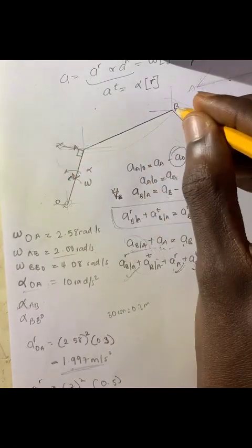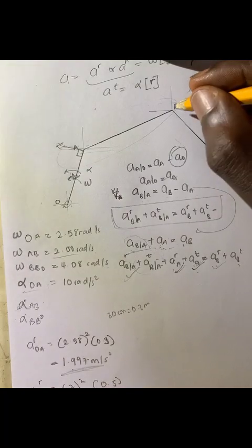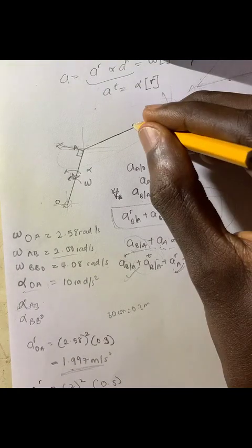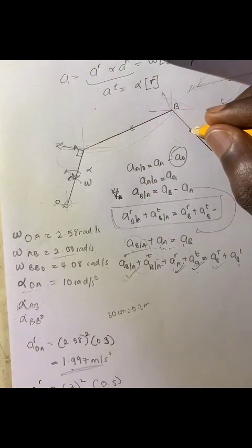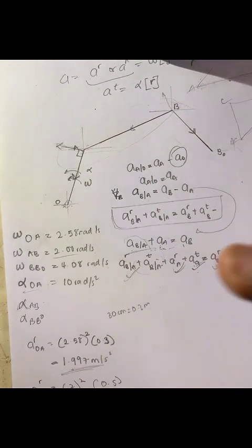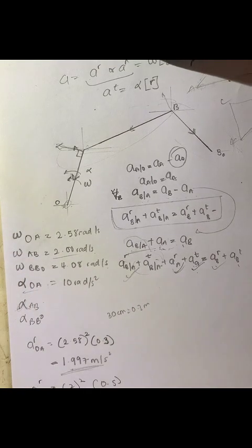You get? Now, since we say B relative to A, the tangential will go like this, right? And the radial will go into the link. Same thing for this one now. The radial will go into the link. You get? So we have sorted out the directions. We know the directions for all of them, and we know the magnitudes. So it's time for us to draw the acceleration diagram now.